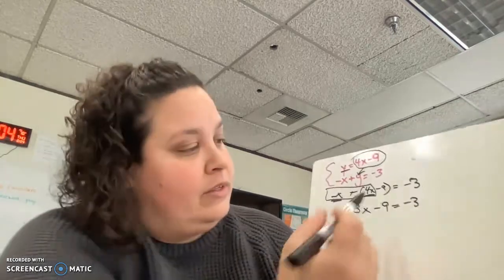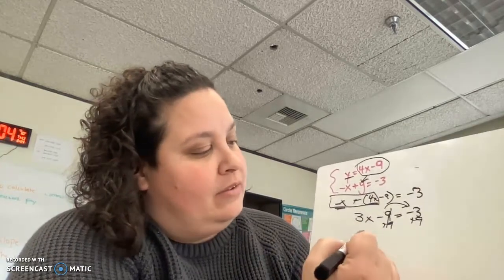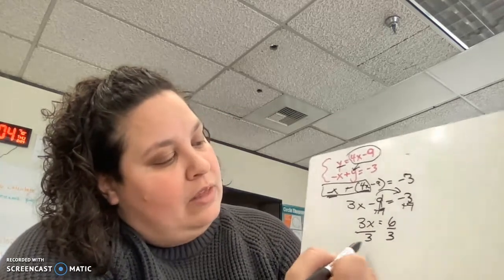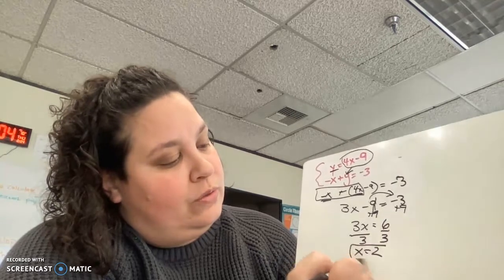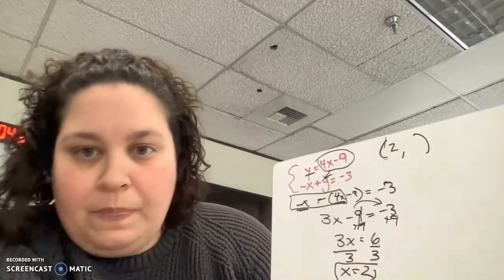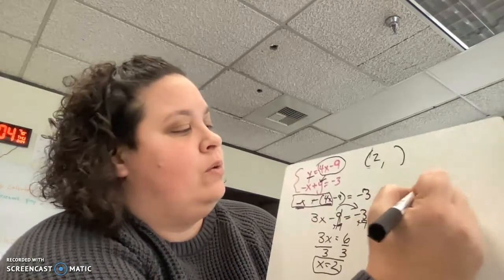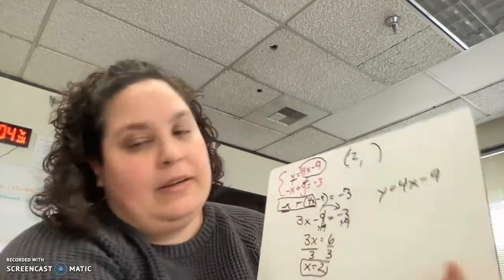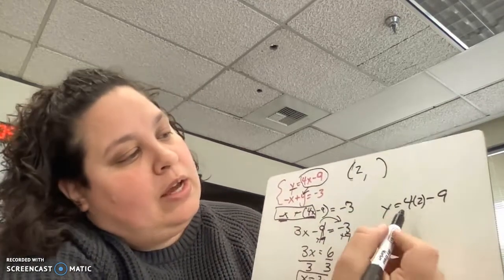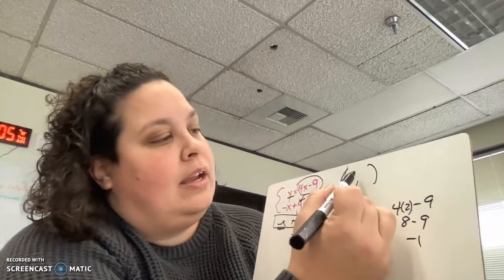So now it's just a solving process. So again, I'm going to move this 9 over here by adding 9 to both sides. So that gives me 3x equals 6. Divide by 3 to get rid of that 3. X equals 2. Again, this is only part of my answer. I've got to plug it back in to get the rest. So if I go back up here to where it said y equals 4x minus 9, and instead of that x, I put my 2, I now have 4 times 2, which is 8, minus 9, which is -1.